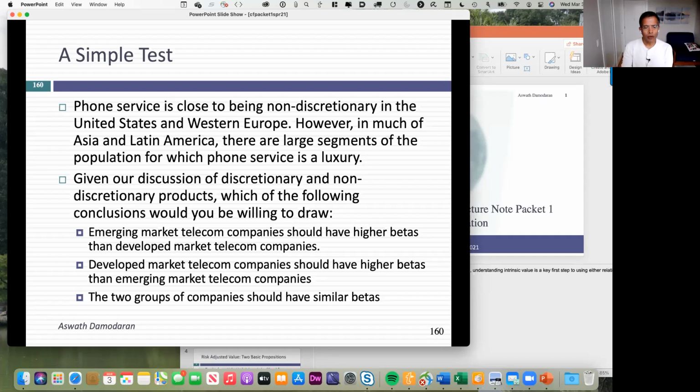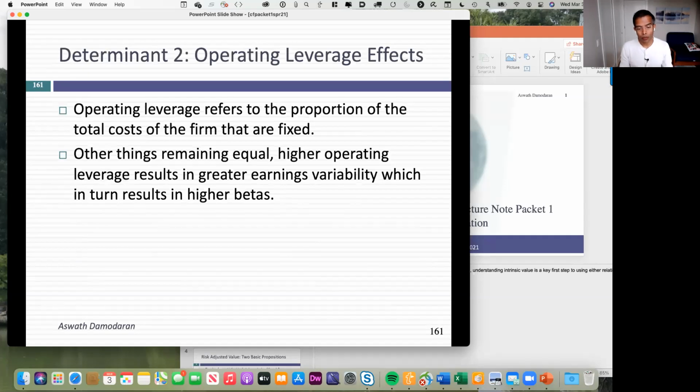So this is something I want you to think about, because later when we talk about where I go looking for a beta for my company, one of the things you're going to look at is, should I just look at emerging markets or should I look at global betas? This might be one of those factors that kicks in: what kind of product is it? Is it more discretionary in one part of the world than another? So that's my first stop: what kind of business are you in?